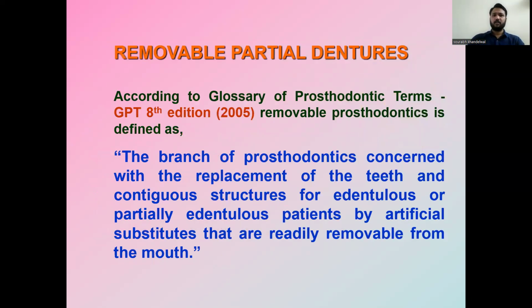So now, what is removable partial denture? According to GPT 8, it is the branch of prosthodontics concerned with the replacement of the teeth and contiguous structures for edentulous or partially edentulous patients by artificial substitutes that are readily removable from the mouth.